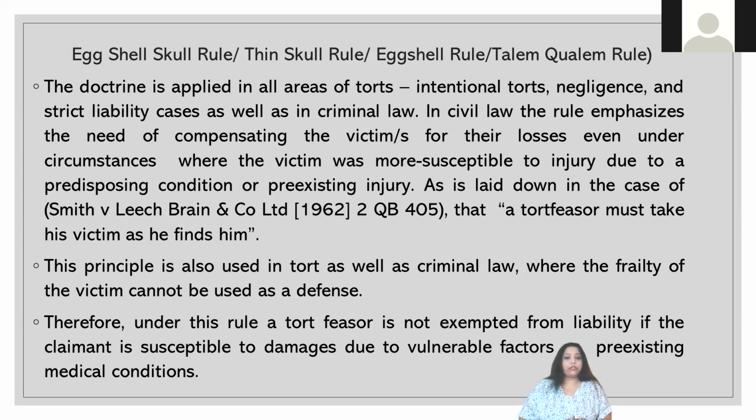This is laid down in the case of Smith versus Leech Brain, that a tortfeasor must take his victim as he finds him. If you remember this case that we discussed during the last class, the employee was performing his duties during the course of employment.